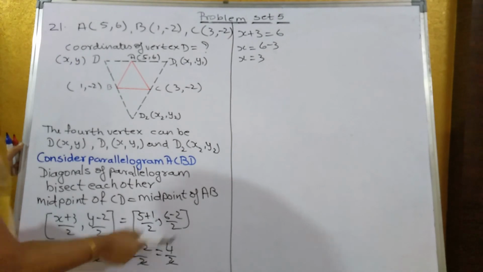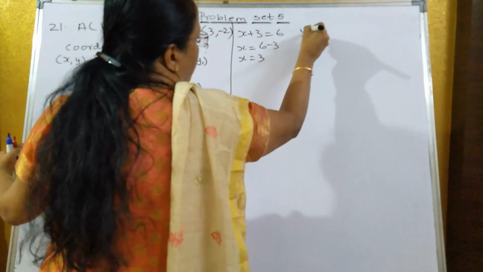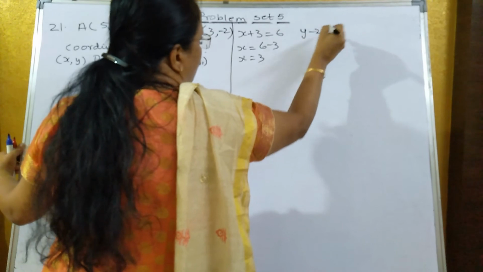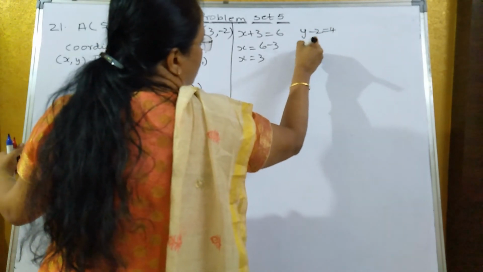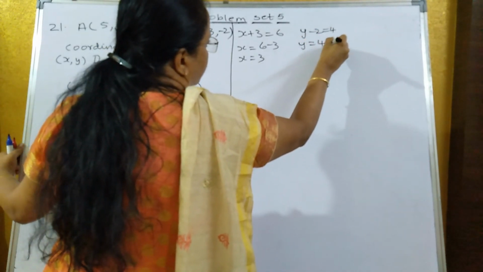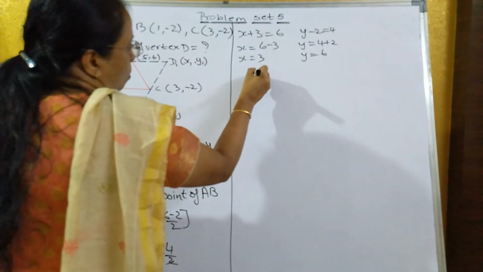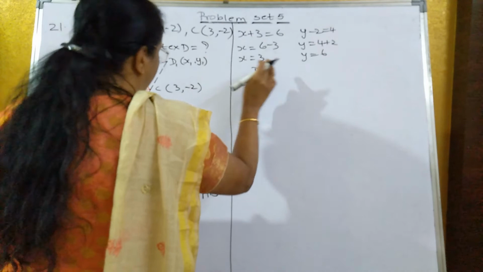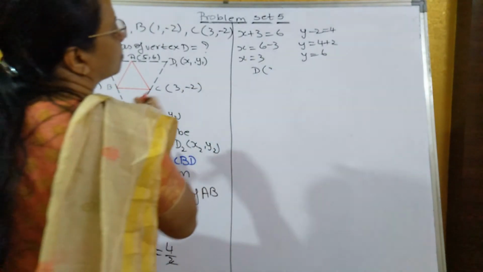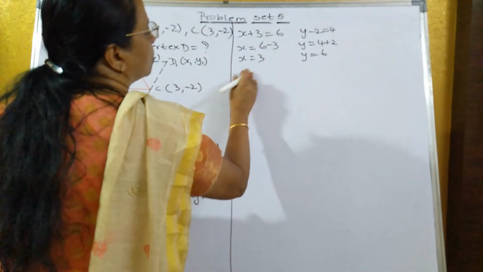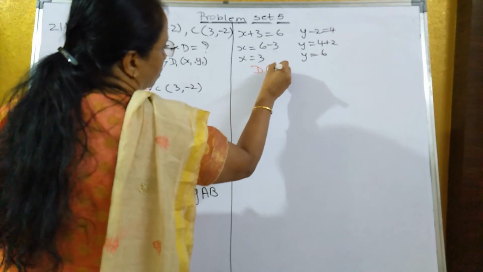Now we will find out the coordinate of y. y minus 2 is equal to 4. Therefore y is equal to 4 plus 2. Therefore y is equal to 6. So D is what? 3 and 6.